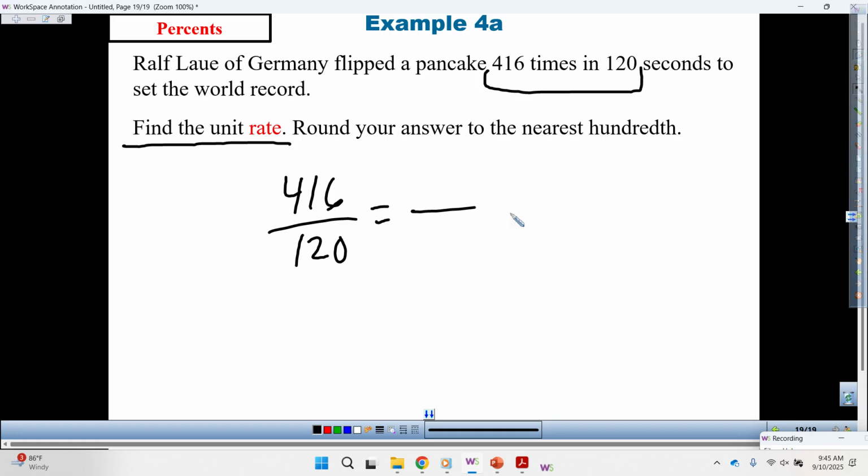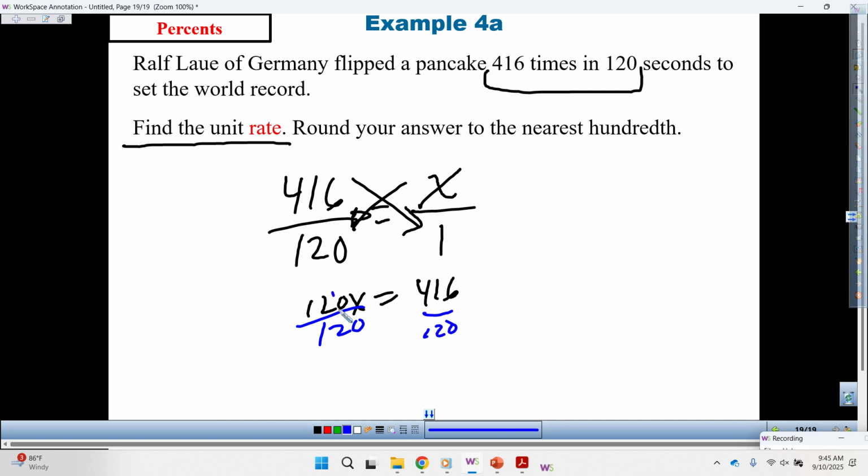need to figure out which number is easier to make into a 1, to simplify to a 1. Which one? The top or the bottom? The bottom. So I would make this a 1. That means the top is going to be our what? X. Therefore, 120x equals 416. Solve. Divide 120 to both sides.